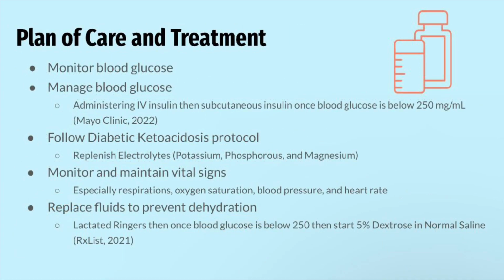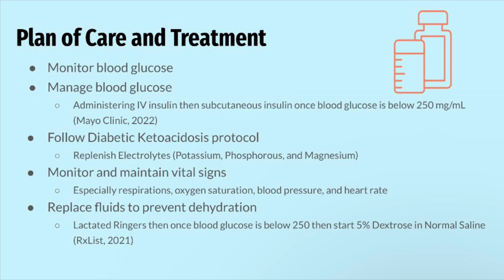This was the plan of care and treatment of our patient for the day that he was admitted to the ICU. The main things that we wanted to do were monitor his blood glucose and manage it by administering IV insulin, then subcutaneous insulin once his blood glucose was below 250. While we did not get below 250 in one day, we did get down from 1500 to about 700, which was a very good and gradual decrease.